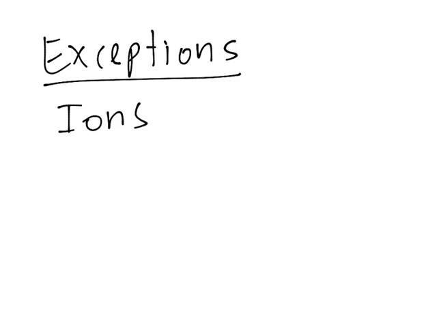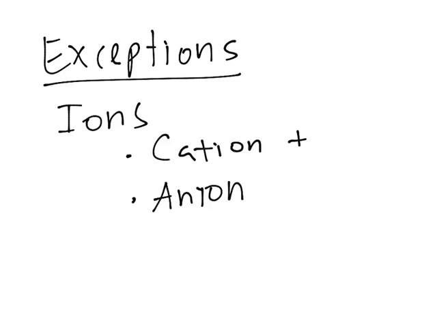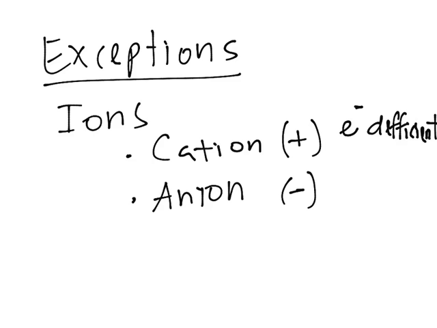If you recall from previous videos, we have two types of ions: a cation and an anion. The cation is positive and the anion is negative. Another way to say something is positive is to say that it is electron deficient, and if something is negative, it is electron rich. So it will have more electrons than usual, or fewer electrons than usual for a cation.